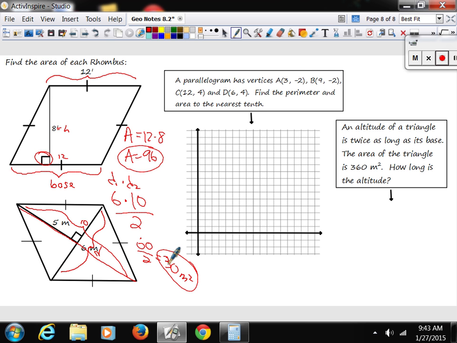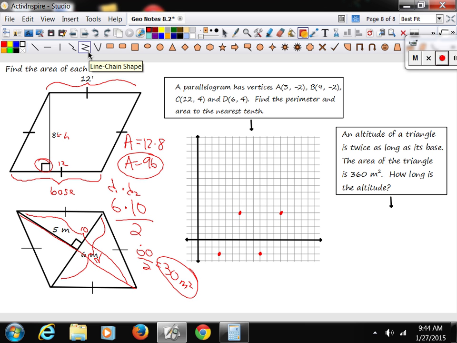Parallelogram. You could graph a parallelogram and find the perimeter. Find the perimeter and area to the nearest 10. So you go over 3 and down 2, make a dot. Over 3 and down 2, over 9 and down 2. So 4, 5, 6, 7, 8, 9 down 2. Okay, we've got over 12, so 10, 11, and 12 up 4. And then over 6 and up 4. There's 3, 4, 5, 6 up 4. So that would be your parallelogram.